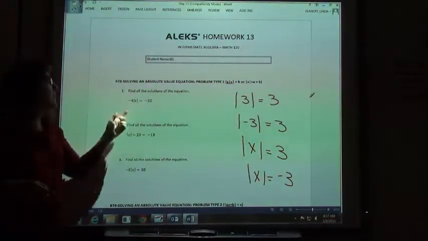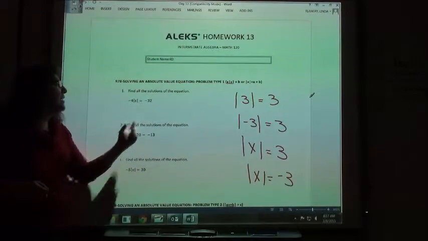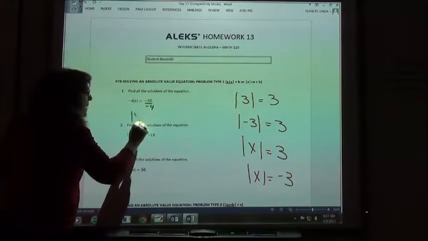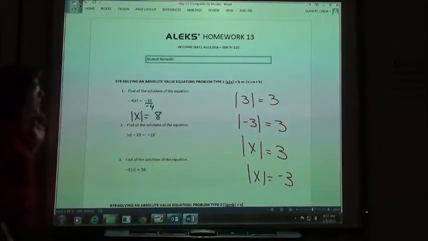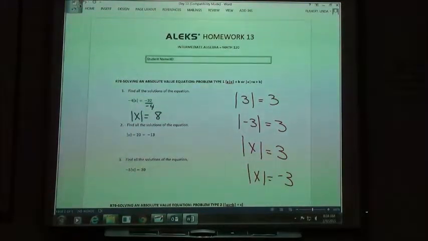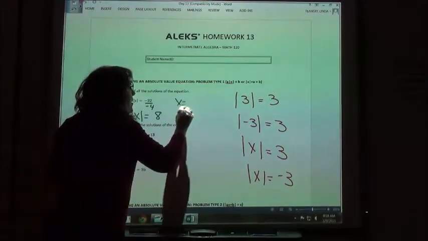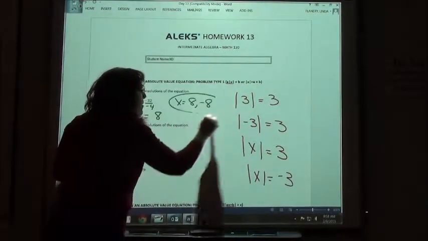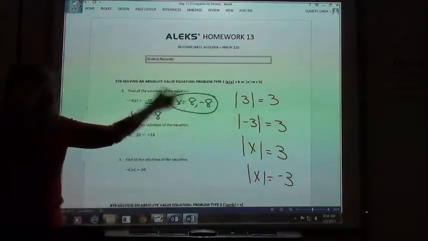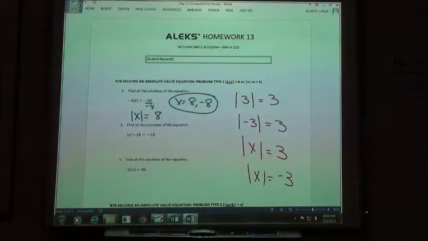On this first one, if I have -4 times the absolute value of x equals -32, I'm going to divide by my -4, and I'm going to have the absolute value of x equals 8. So what it's saying is, what numbers are 8 places from 0 on the number line? You have 2 different values, so you're going to have 2 answers. Both 8 and -8 are 8 places from 0. And most of the time when you do absolute values, you're either going to have 2 solutions or no solutions. The only time you get 1 solution is if you have a 0, because you can't have a positive and a negative 0.